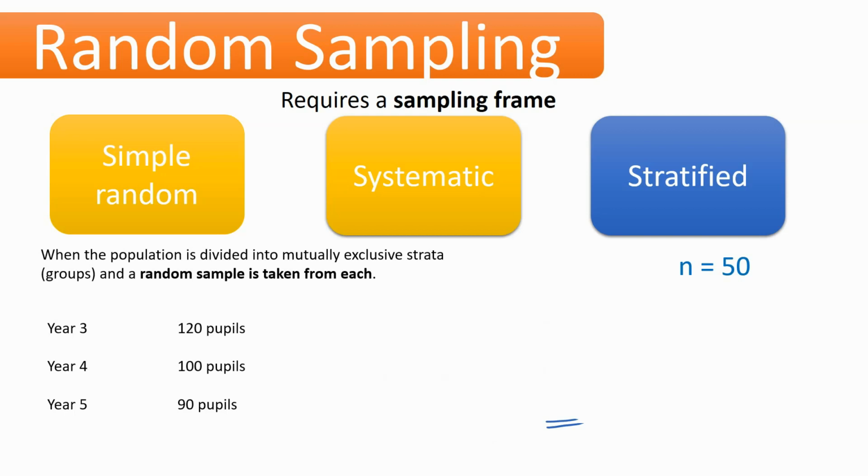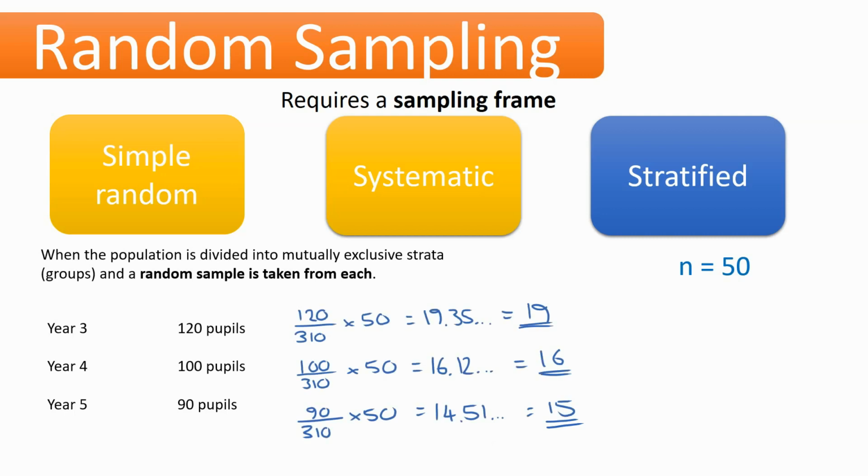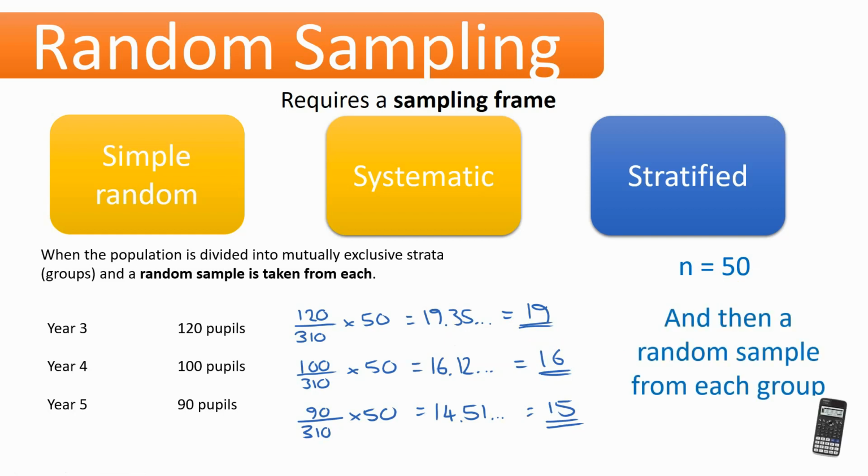So we would just work out the fraction of the year 3 pupils. For example, you can see there's 120 pupils out of 310 in total, and we're going to find that fraction of 50. And we're going to do that for all 3 of them. Quite often you'll get a decimal answer which we'll have to round, and you're always going to round down or round up, and just make sure when you finish these add up to the number you want. So we'd ask 19 year 3, 16 year 4 and 15 year 5 pupils.